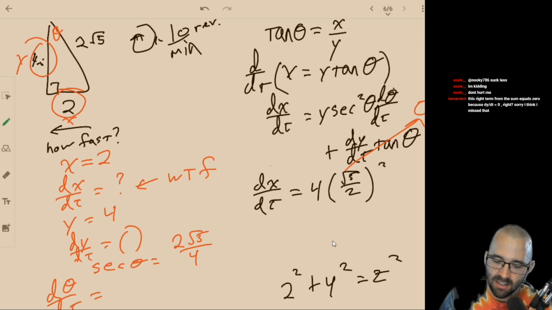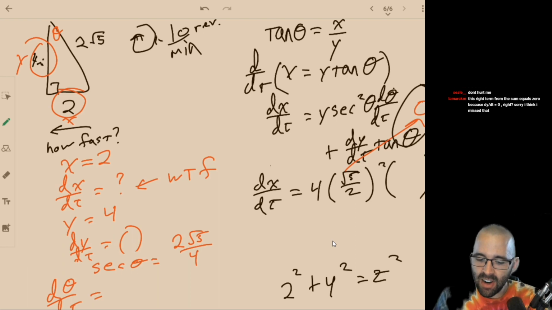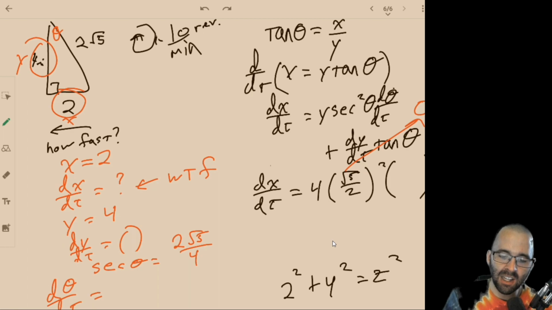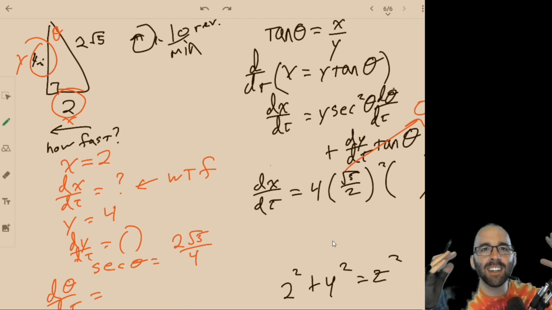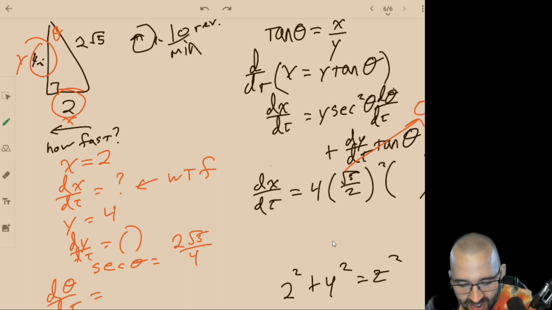Times d theta dt, which we haven't filled in yet. We'll leave that blank for now. All right. Yeah, exactly, Lamarck. So this comment right here is because dy dt is 0. Okay? Because what is y? Y is the distance from the lighthouse to the shore, and that is not changing. The lighthouse is not moving. The shore is not moving. We're talking in small time scale right now. Okay? So we still need to find d theta dt.